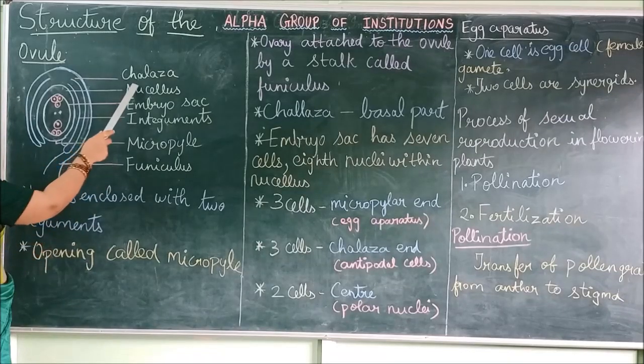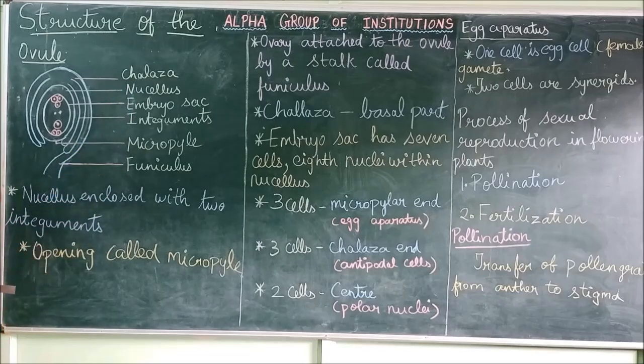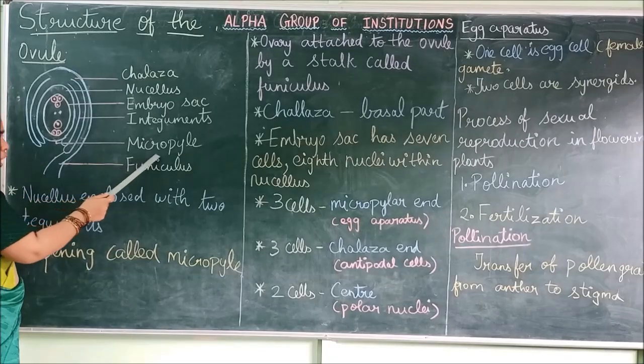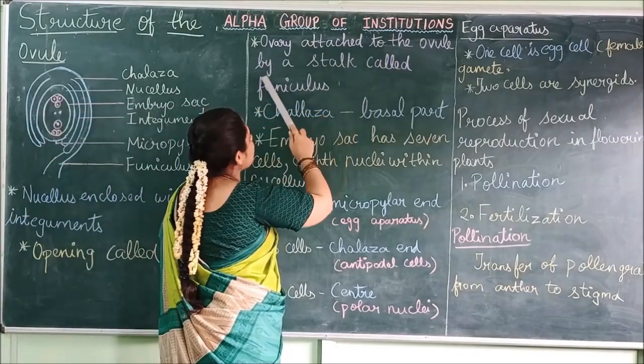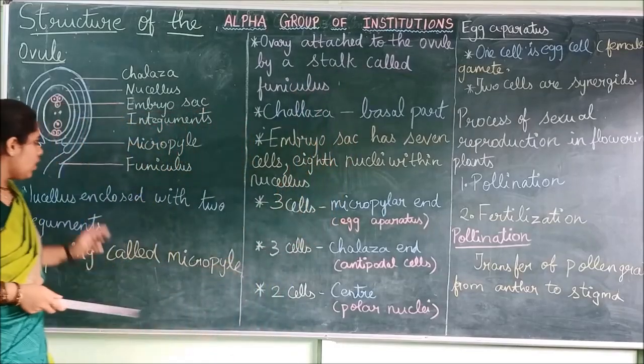I am going to tell you the function of each so that you can remember the names also. First we are taking the nucellus. After the embryo sac, the nucellus is present. This nucellus is enclosed with two integuments. After that, two layers are present. So the nucellus is covered with two layers of integuments, with an opening called the micropyle. Below, at the basal part, you can find the opening called the micropyle. And next, the ovule is attached to the ovary by a stalk called the funiculus.